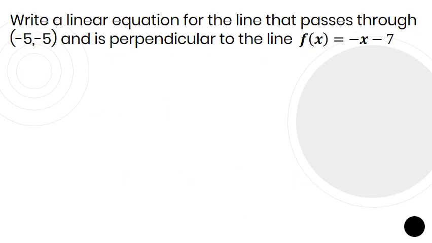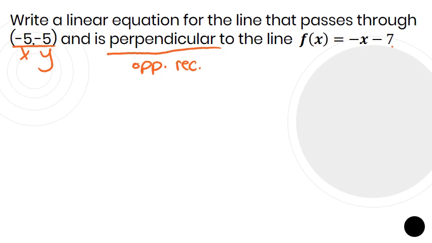All right, let's try another one. Let's take a look at some key information. In this particular example, I want to write the linear equation of a line that goes through the point (-5, -5). There's my x and y value. It's perpendicular to this line. So perpendicular means opposite reciprocal. If you need to review that, make sure you study that in your notes.